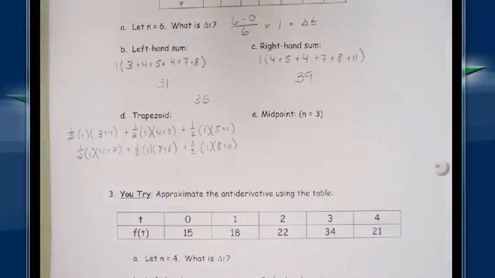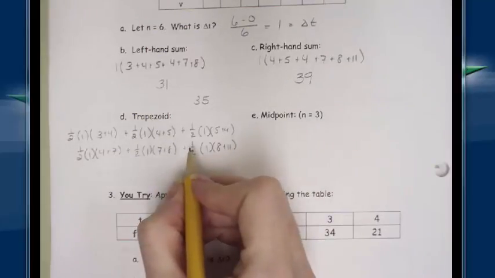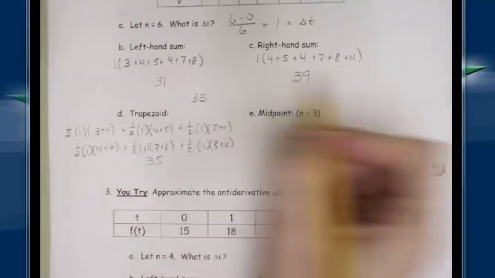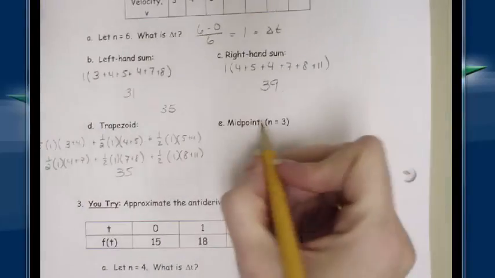So if I go through, here we go, add that up, or you can look at it and do the left hand and the right hand. So when I add all that up, that's 35, and so was the sum of the left and the right. So either way you want to do it, works for me. Now the midpoint's the last one here.